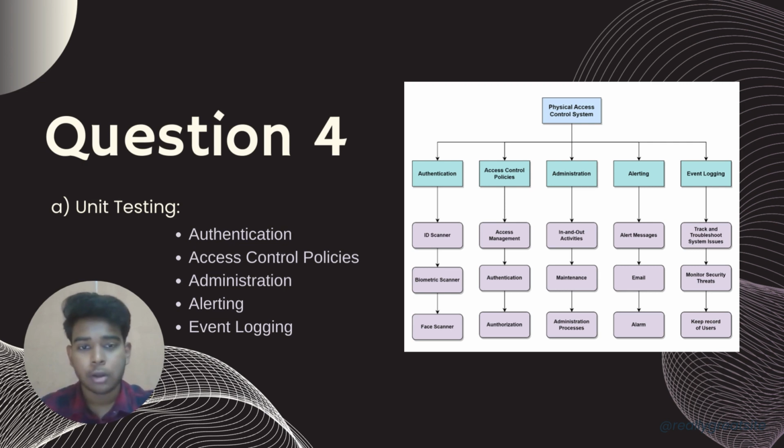So question 4 on the report is that, based on the functional decomposition diagram, FDD, that we developed in mini project 1, today I'll explain how the unit testing is conducted based on this FDD diagram. I'll go section by section. There are 5 sections in total: authentication, access control policies, administration, alerting, and event logging.